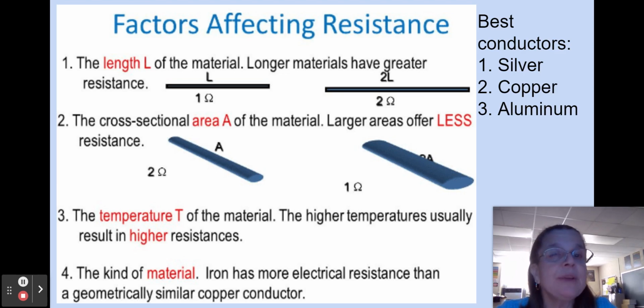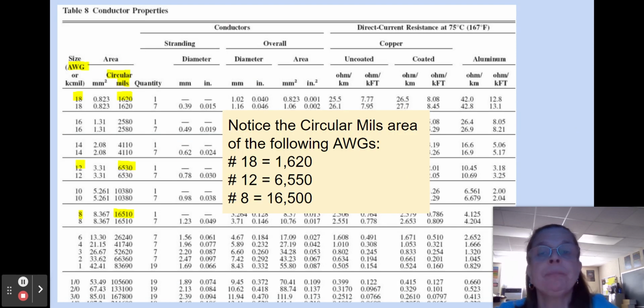We know that the three best conductors of all time are silver, copper, and aluminum in that order. We do not use silver just because of how much it costs to use silver. So copper and aluminum are the two most commonly used.